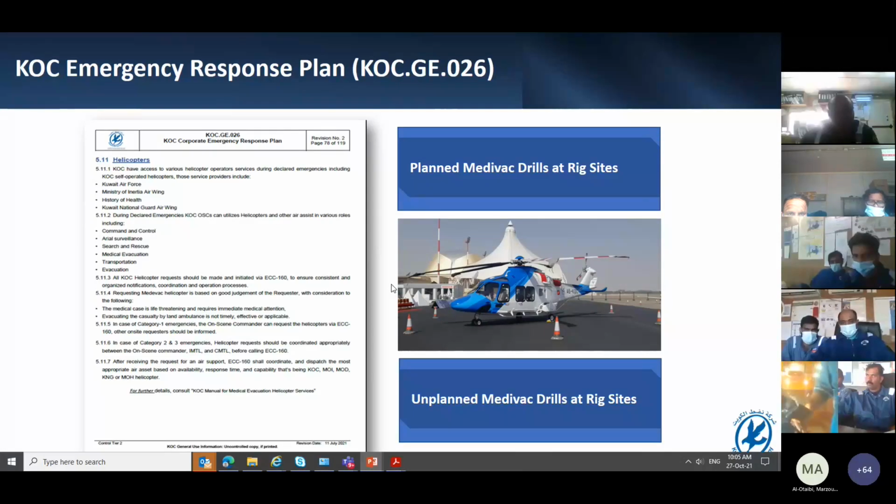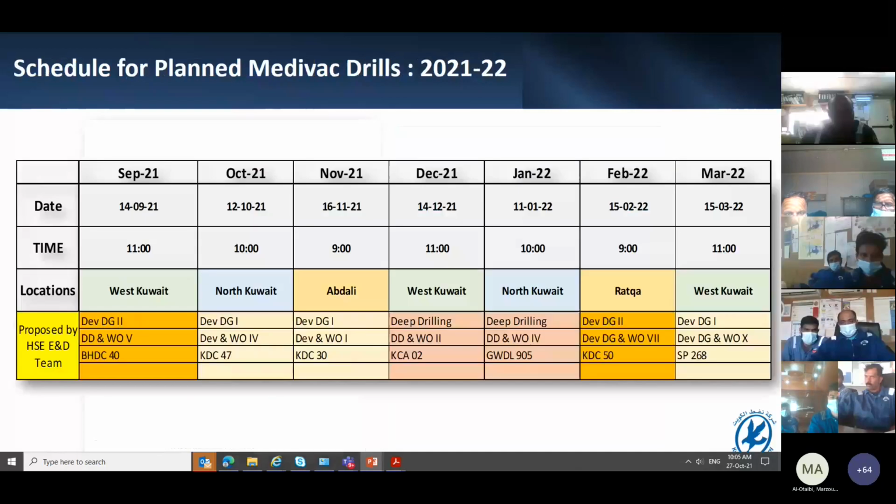It is the responsibility of the ACC operators to mobilize the nearest helicopter depending on the location of the injured person. As part of the Medevac program, the Organization Resilience Team will be conducting planned and unplanned drills. The table presented displays the 7 planned drills to be conducted during the year 21-22 at drilling rigs. So far, 2 drills were successfully completed, one on BHDC 40 rig in West Kuwait Asset, and the other on KDC 47 rig in North Kuwait Asset.